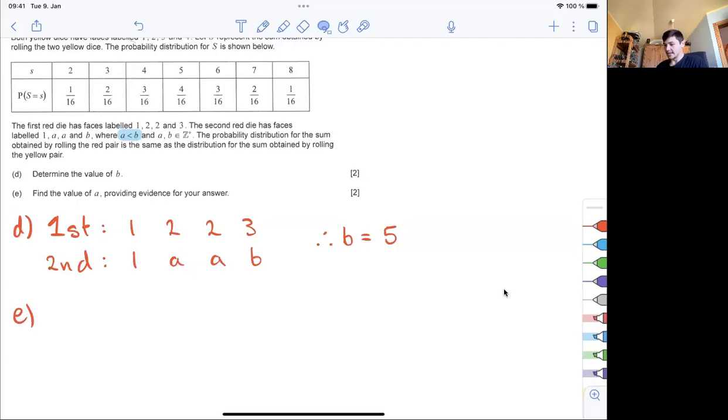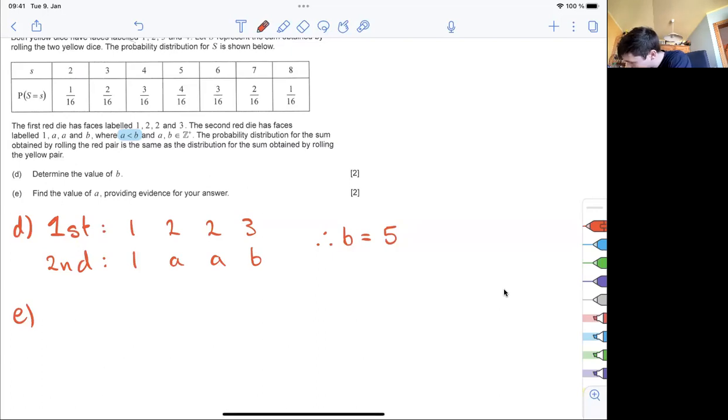Okay, and part E asks, find the value of A, providing evidence for your answer. The best way to go about this will be to create a table of sums, or of results, from rolling the two dice. I'll put the first dice up the top, so we'll go 1.